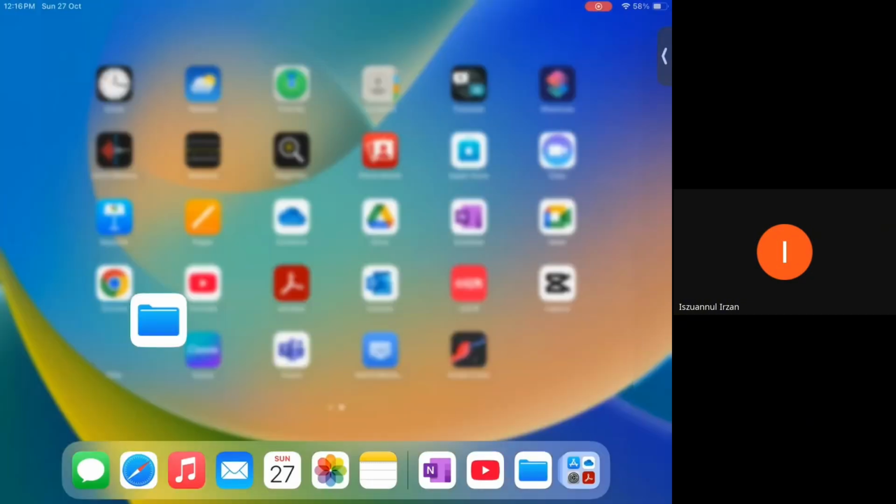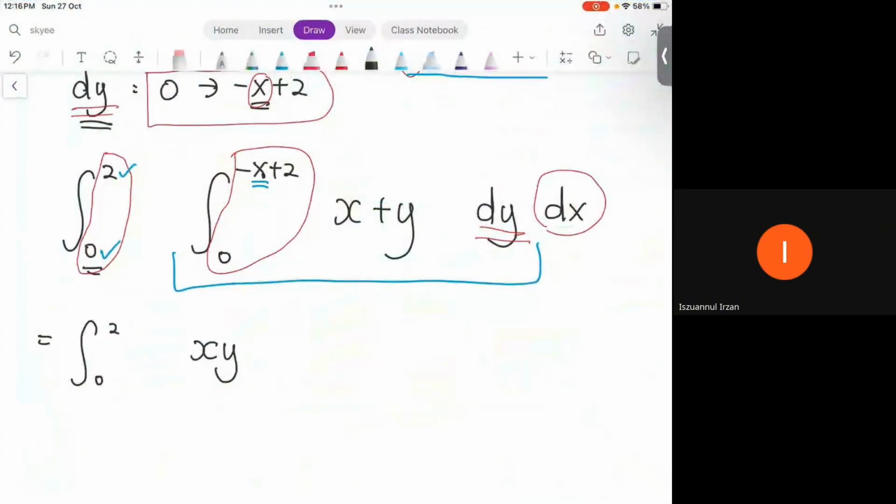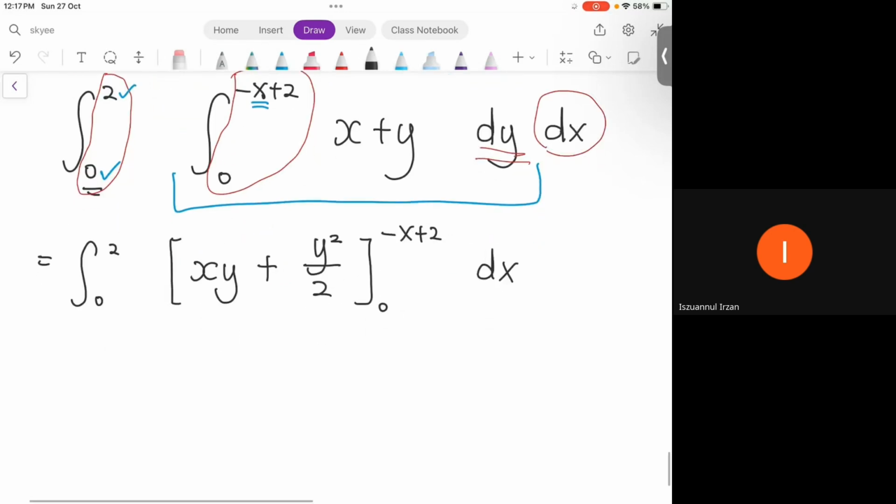So in this case, we do not integrate with respect to x, we integrate with respect to y. So you have xy. And then y will become y squared over 2. Okay, y squared over 2. So you have from 0 to negative x plus 2, and this is your dx.